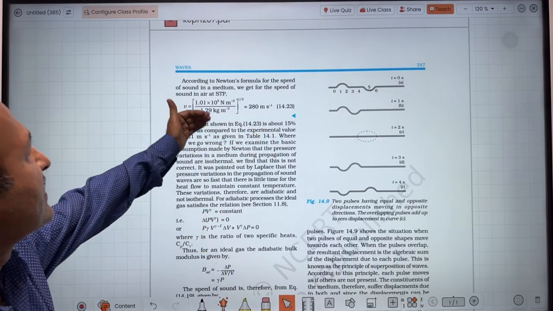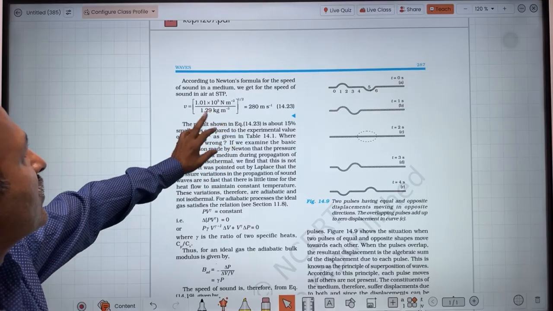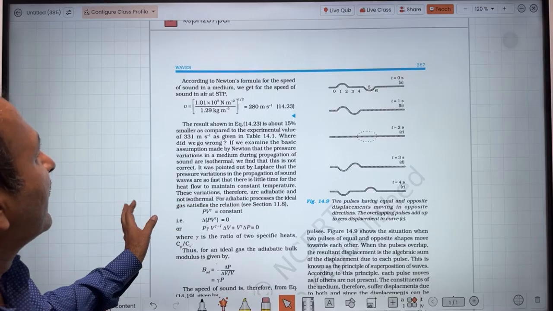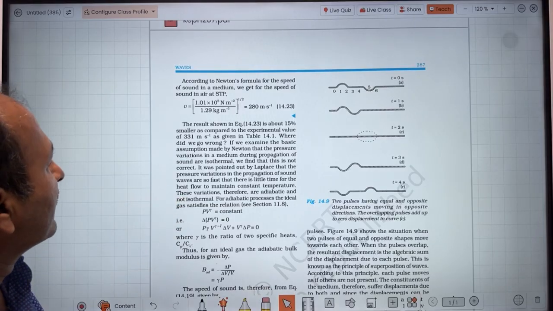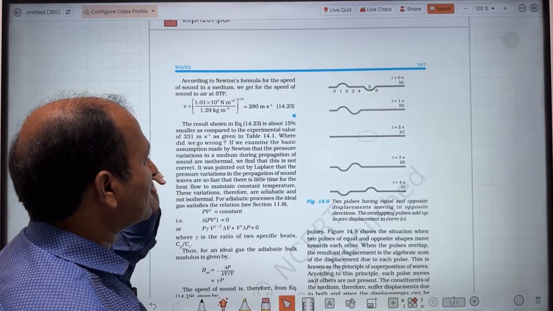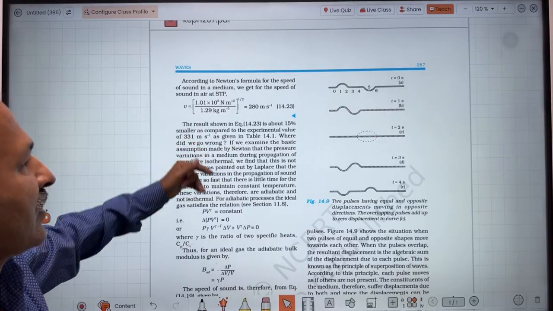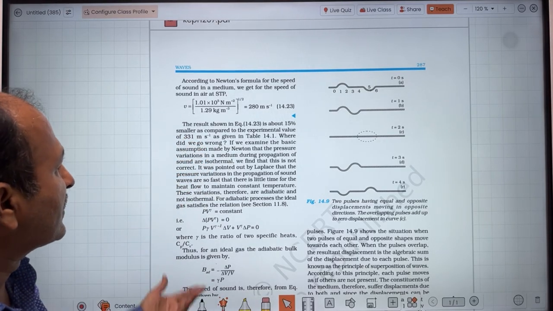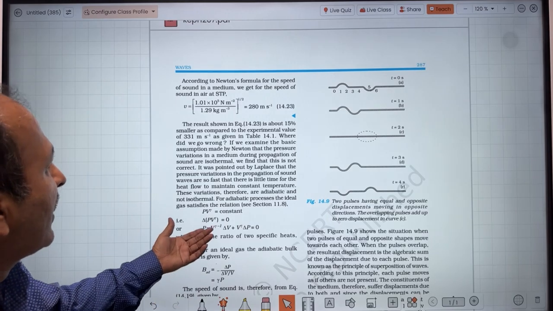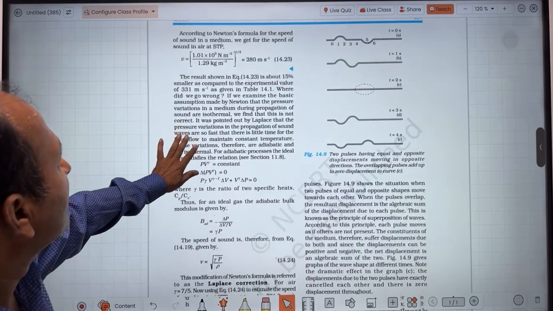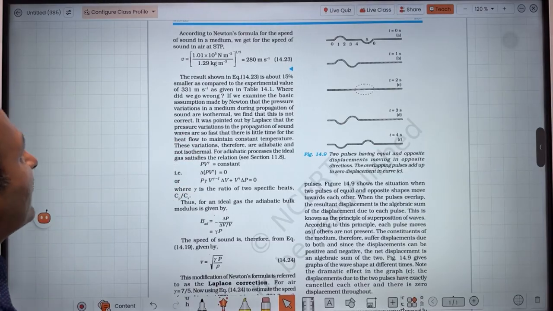This value is around 15% less than the practical value. So the assumption that we have made, that whenever a wave propagates there is isothermal change, is not correct, right? The actual value is almost 331 meter per second. So now we are going to change the concept, and this was suggested by Laplace. Laplace told that whenever a wave propagates, then instead of isothermal change, we must consider it as adiabatic change.